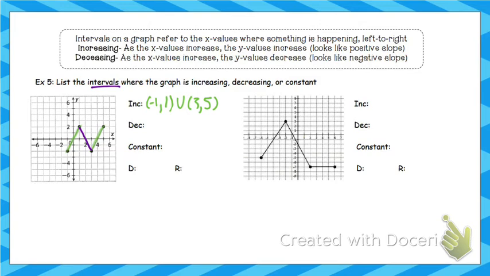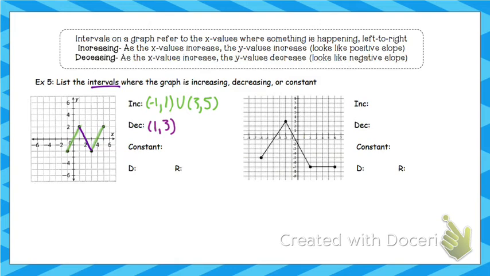All right, decreasing, the purple section. Again, we're listing the x values where that's happening. So at 1, and then until 3. That's where it's decreasing. Constant we'll see on the next graph. All right, domain and range, if you remember that, try that one on your own real quick.